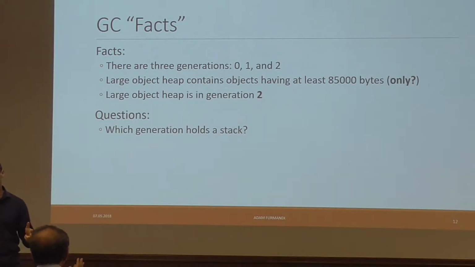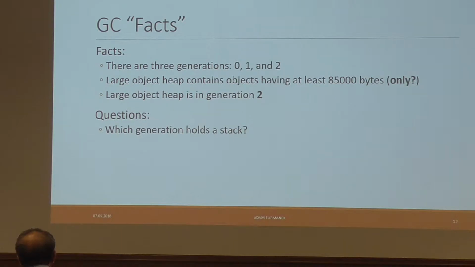As we know, in .NET Framework or .NET Core there are 3 generations: 0, 1, and 2. And there is something called the large object heap, which stores objects bigger than 85,000 bytes. Trivia here: what else is stored on the large object heap in .NET Framework? Strings? No, strings are not.